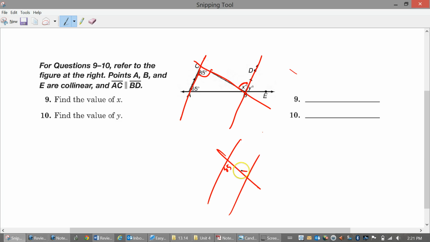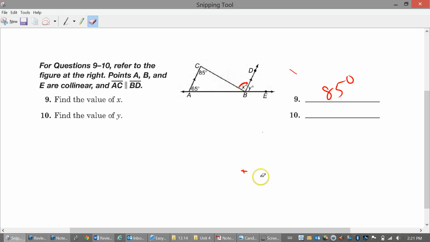85 there, x there. Those are alternate interior angles. Alternate interior angles are equal, are congruent. So those are the same measure. Okay? Again, for 10, since this is kind of the same setup, because x was already in the problem, we can pretty much just drop it in there.